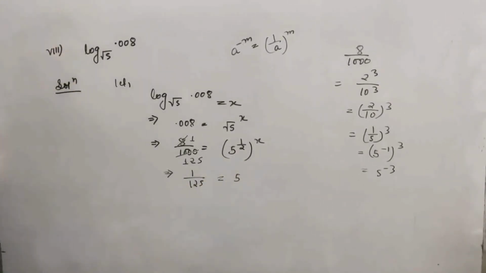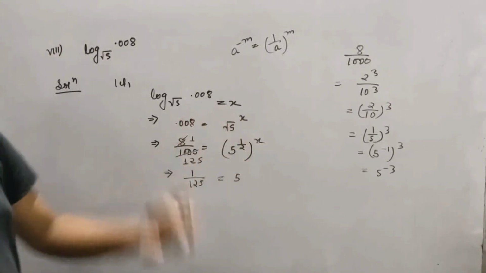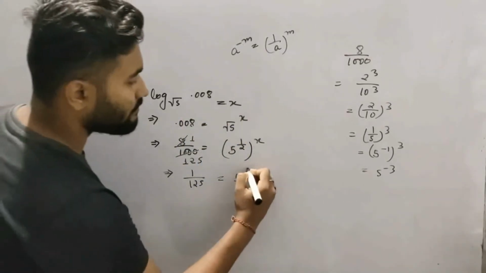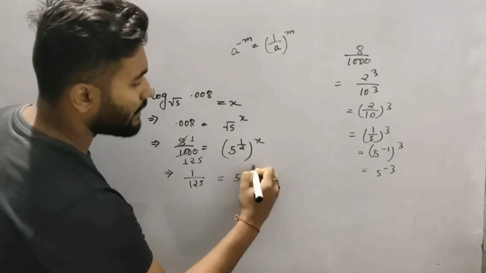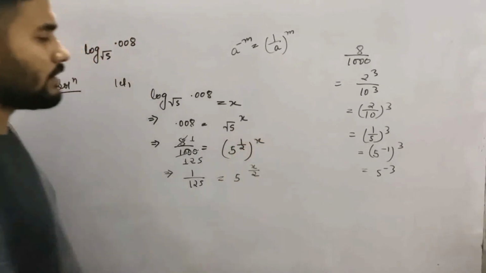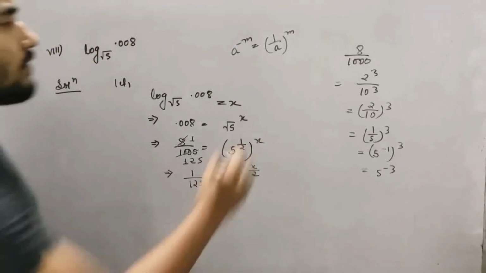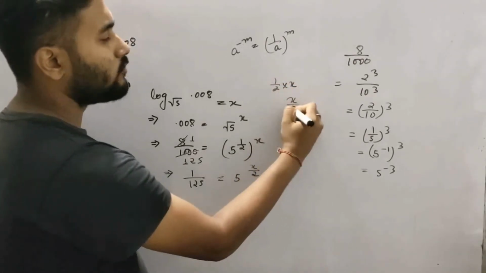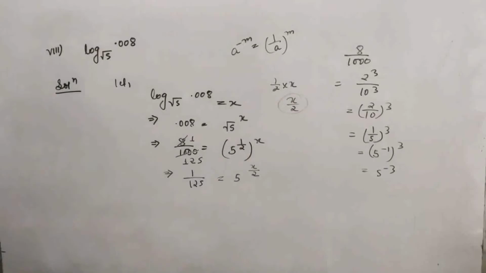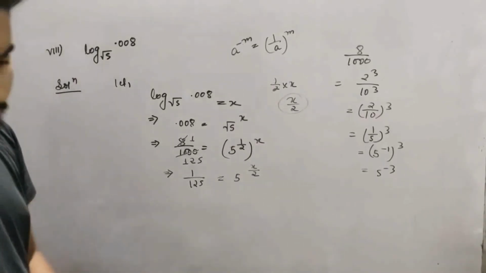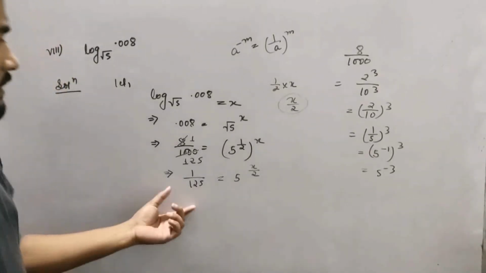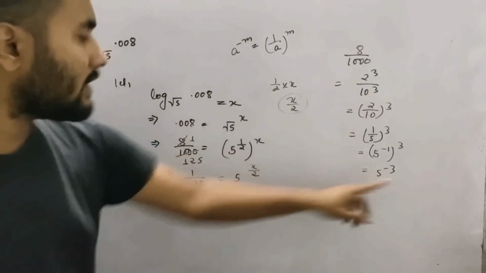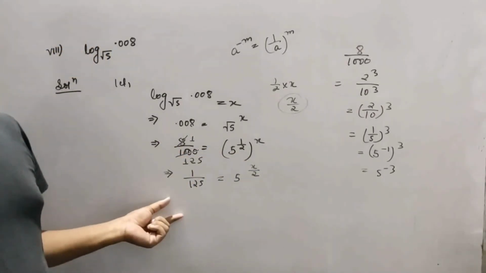5 to the power, what is 1 by 2 into x? 1 by 2 into x is x by 2, isn't it? So over here 5 to the power x by 2. See, this way also you can bring 5 to the power minus 3, and like this also you can bring 5 to the power minus 3.